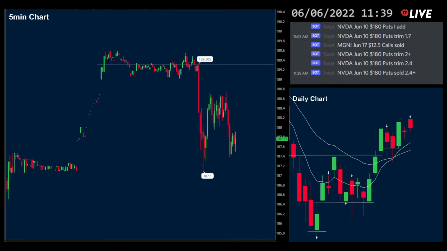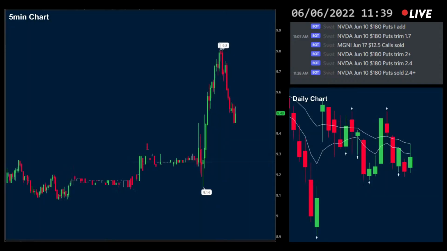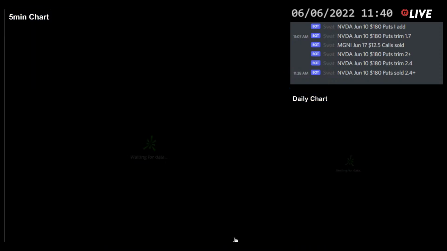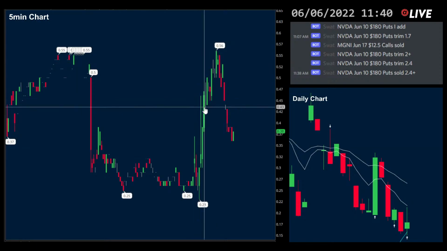Then we also got some Robinhood calls. The 950 calls, all the way from 30 cents. I closed mine at 45. We can go and see where they got. From 30 cents they hit 56. I closed mine at 45, 50% gains. So happy with that.